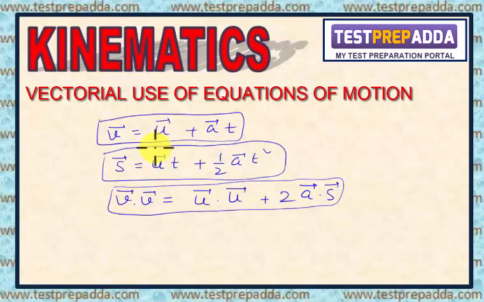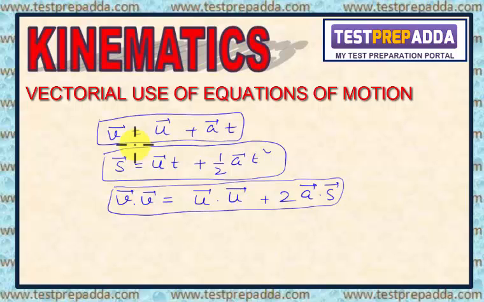Here, this u is the initial velocity vector of the particle. This v is the velocity vector of the particle at time t. S is what? The displacement vector of the particle in time t.